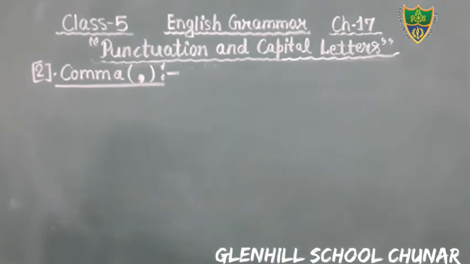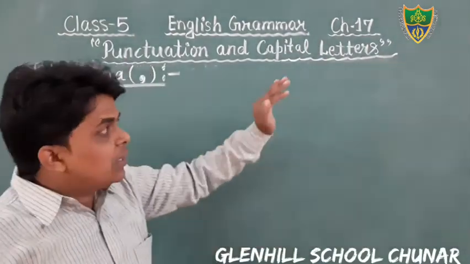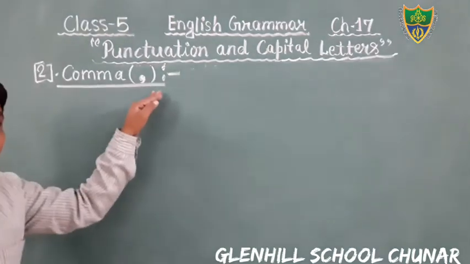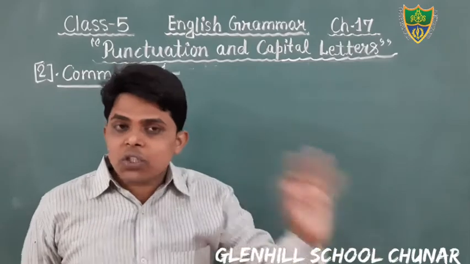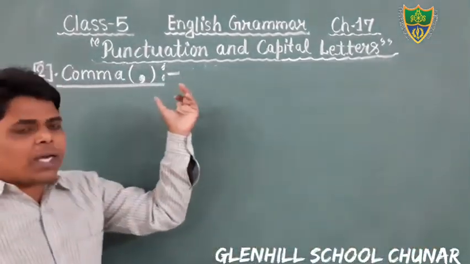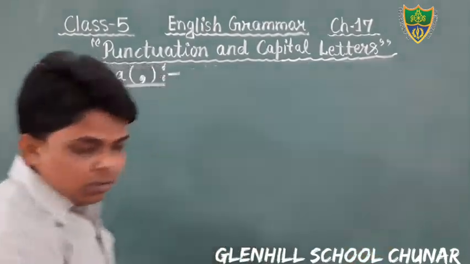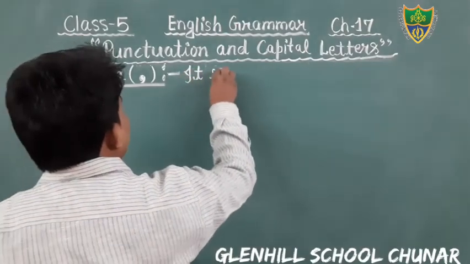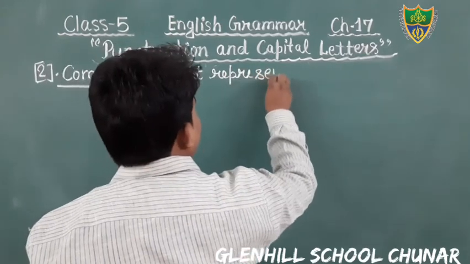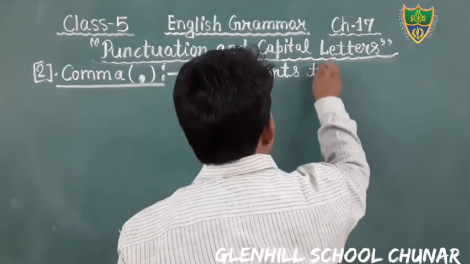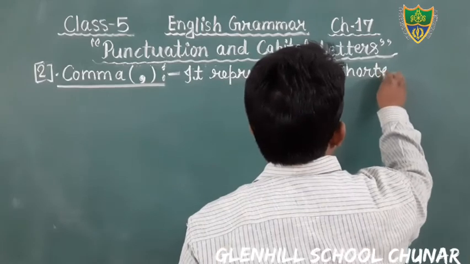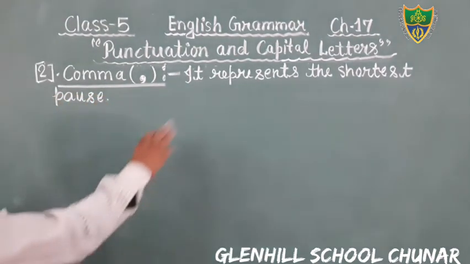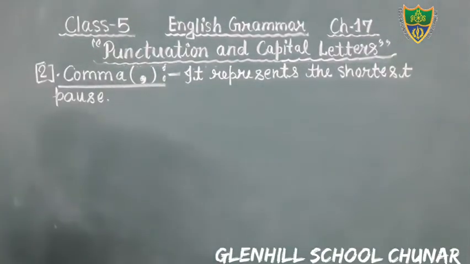Dear students, in full stop I have already told you that a full stop indicates a longer pause, but a comma indicates a shorter pause. Where a full stop is placed we pause a bit longer, but where a comma is placed we pause less. So just write down: it represents the shortest pause.